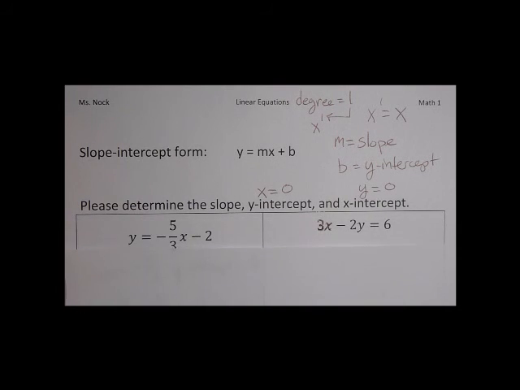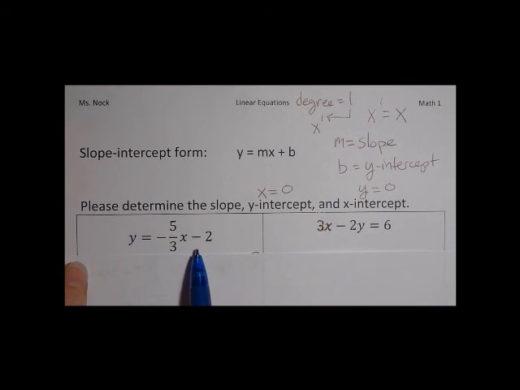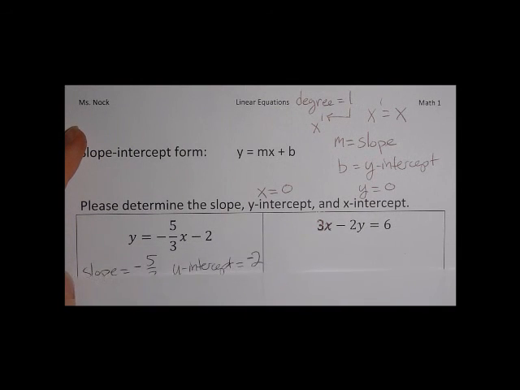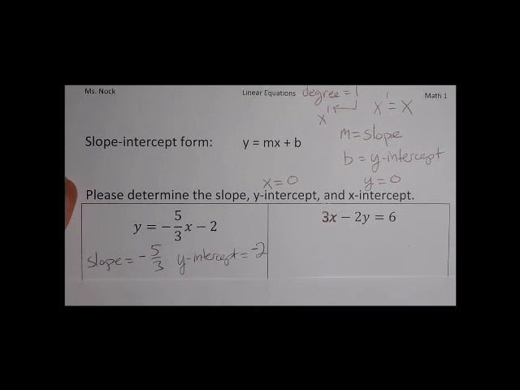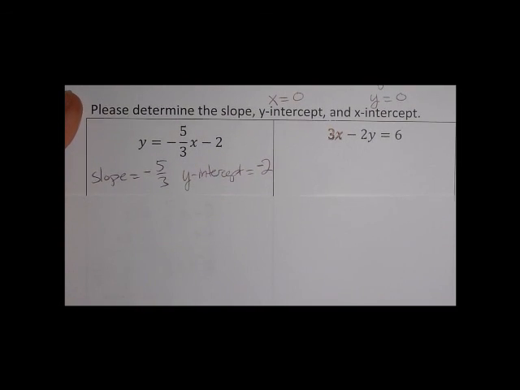So if we're given an example equation that is already in slope-intercept form, determining the slope and y-intercept is easy. All we have to do is read off of the graph. The slope is -5/3 and the y-intercept is -2. In order to determine the x-intercept, we have to do a little bit of arithmetic.